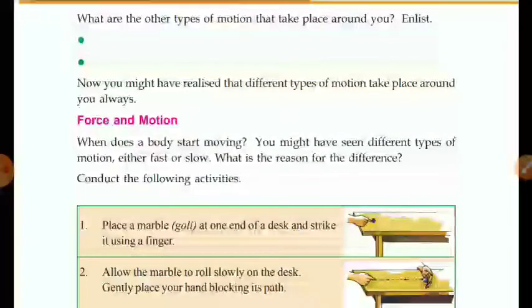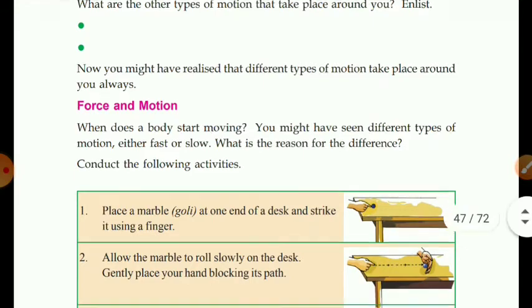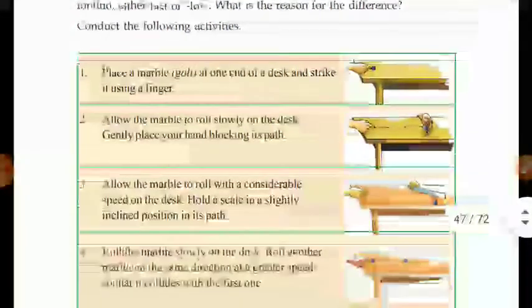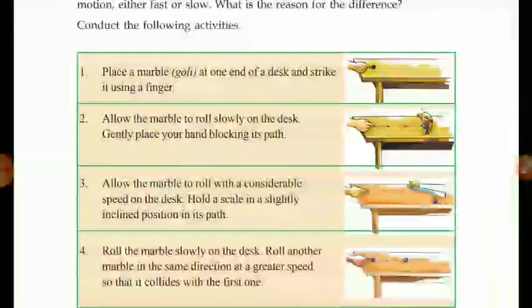Are you ready? When does a body start moving? Once again, how does a particular object start moving? I think we apply some force. By applying external force, gradually it rolls or moves. So we have some experiments, four experiments given in the textbook.